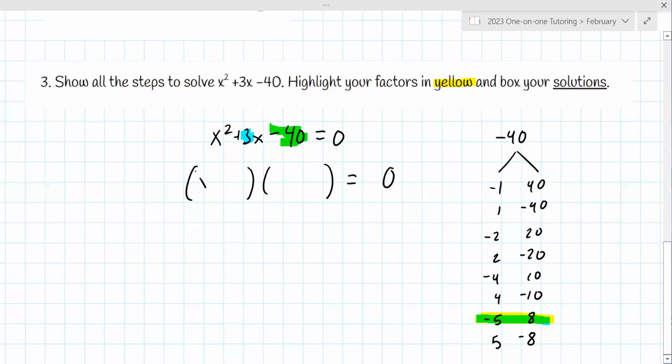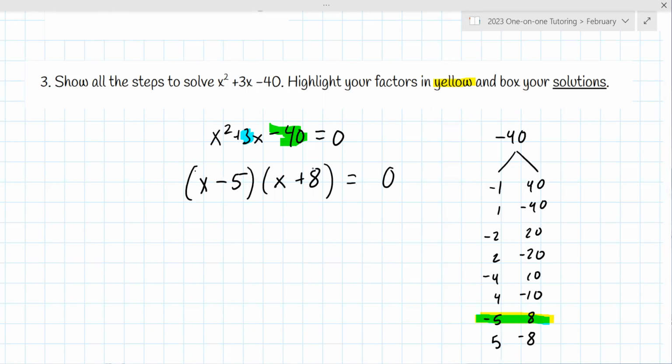Okay. So we go and write 2 binomials now. And you use those numbers, x minus 5, x plus 8, like you just said, equals 0. So now you have to set each factor equal to 0. You set x minus 5 equal to 0 and x plus 8 equal to 0.